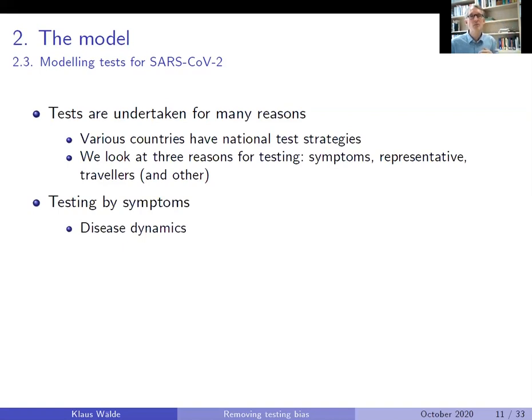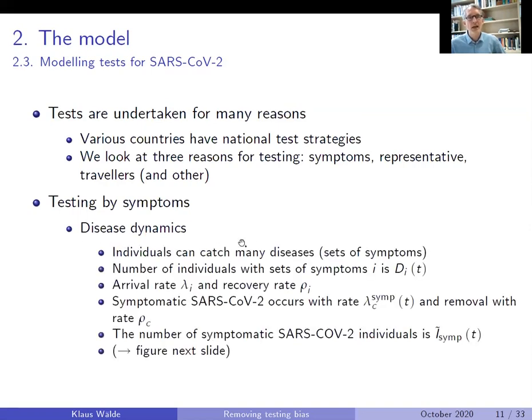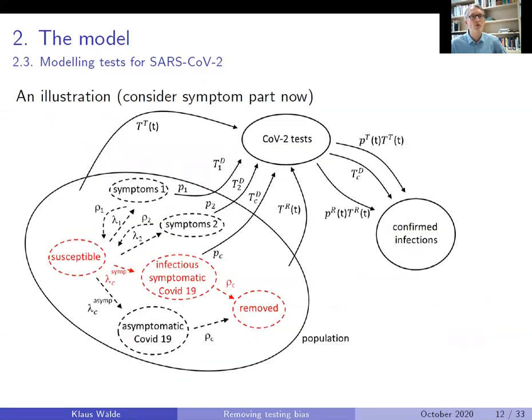When we test by symptoms, and this comes back to the question Ryan just asked, we need to take into account disease dynamics. Individuals can catch many diseases, or let's be more precise, individuals can show up at the GP with a lot of different sets of symptoms. We could go through this text here, but it's really simpler to return to our figure. Let's look at all the individuals that are here, the susceptible, that can be infected by CoV-2, but you can be infected by many other things. Or you can have a rough throat because you sing too much, because you shout too much, because you drink too much. I mean, there can be many reasons.